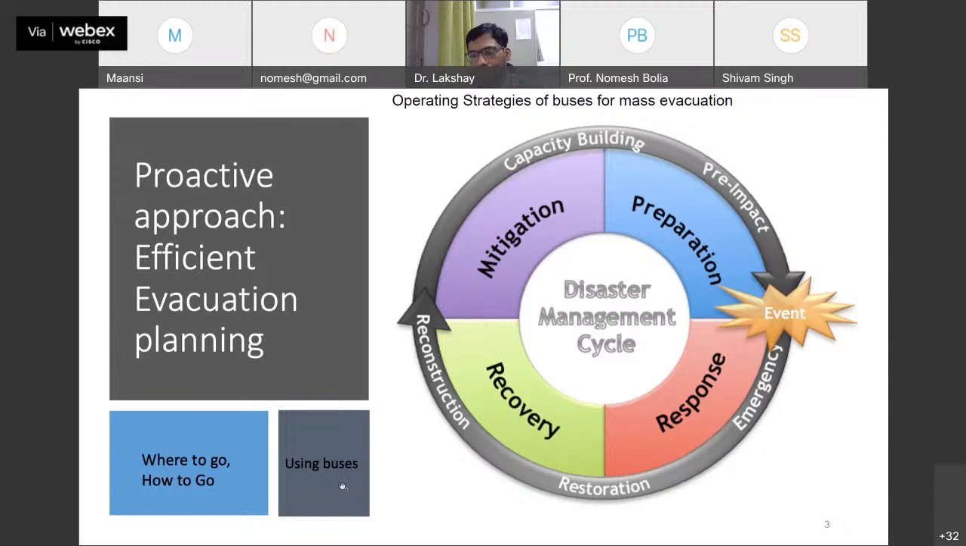The main focus is that we generally require a travel mode. Once the distance is too long, people need to be shifted to another place, so we require some kind of mode. What we have focused on in this work particularly is the use of buses, but this work can be generalized to incorporate other public transport modes also. And I will tell you in the coming slides why we have focused on public transport rather than the private vehicles that people might own during the emergency, when they need to be shifted to a safe place.